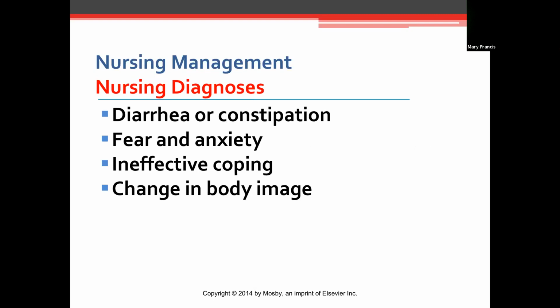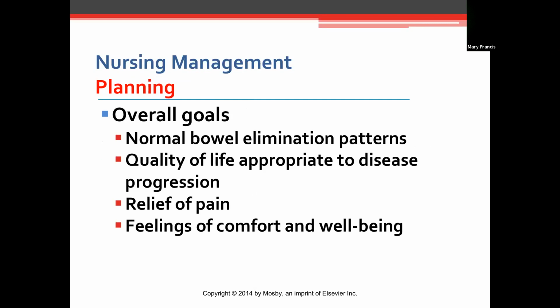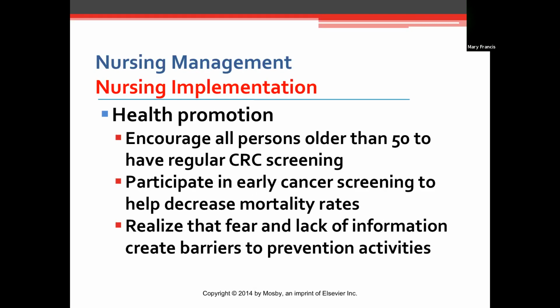The nursing diagnoses associated are diarrhea and constipation, fear, anxiety, ineffective coping, and if they need a colostomy, a change in body image. Their overall goal is to return to a normal elimination pattern. The quality of life is appropriate to disease progression, and relief of pain and comfort and well-being.